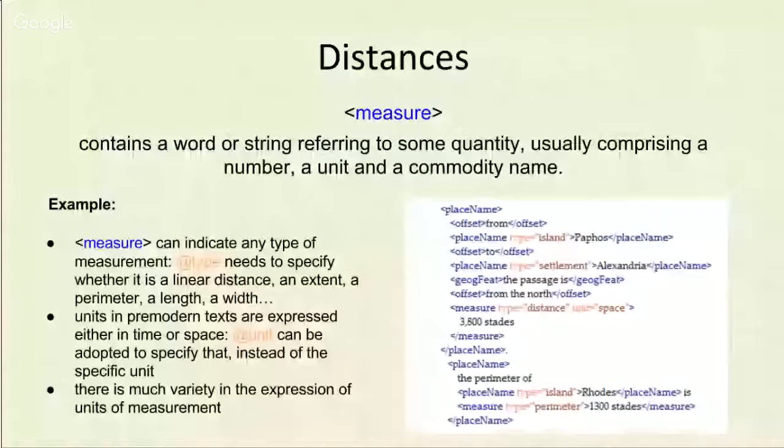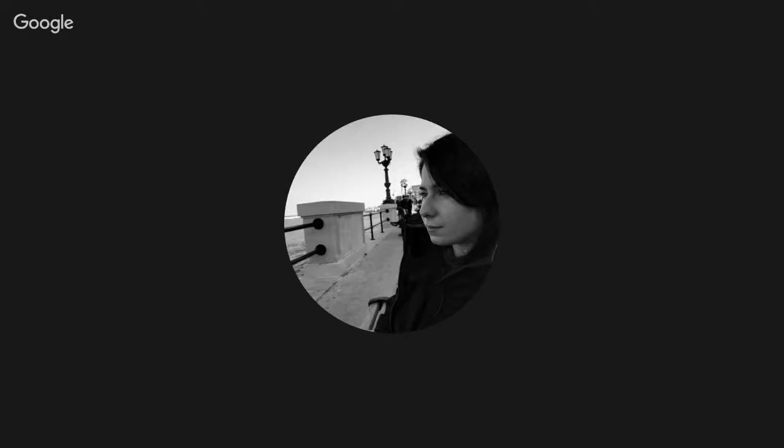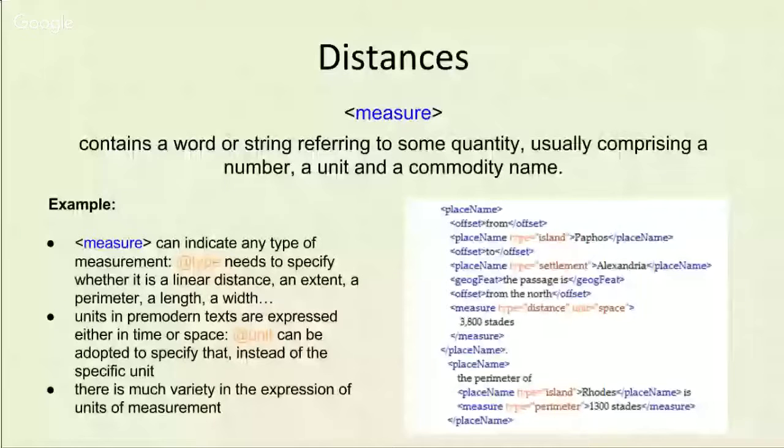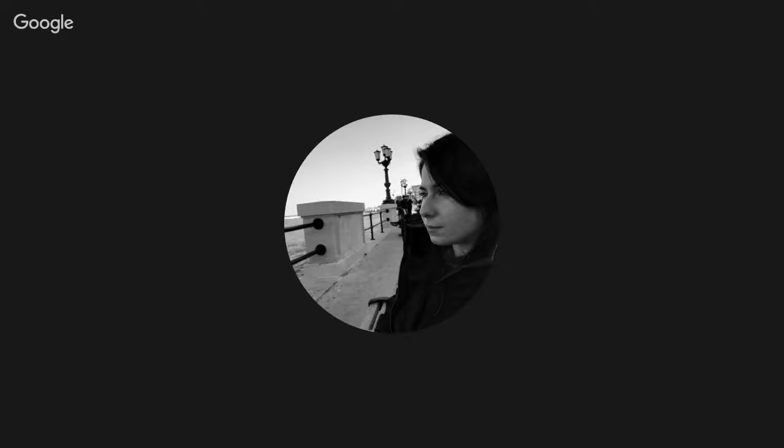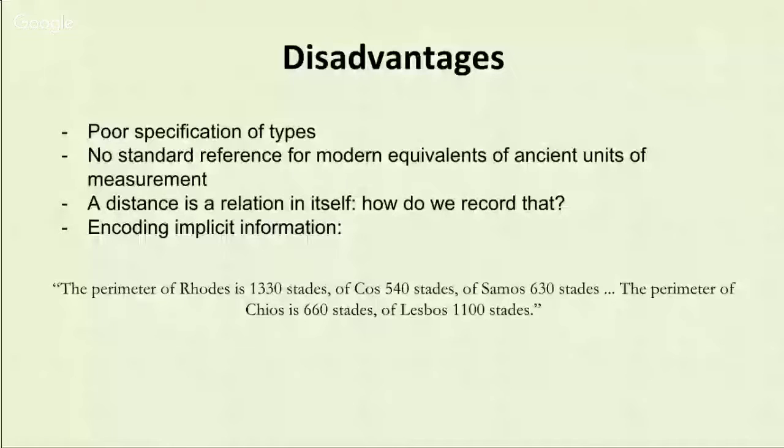If it was days, for example, in this case 3080, 100 states, it would have been unit time, which is a very simple strategy that can be used in order to have a larger idea about the type of units that are used to describe distances in a particular document. Now, obviously, the disadvantages are that there is poor specification of types, that you cannot really rely on an established standardized list of units of measurement by any means, because we don't have any. There is no standard reference for the equivalence of ancient units of measurement.